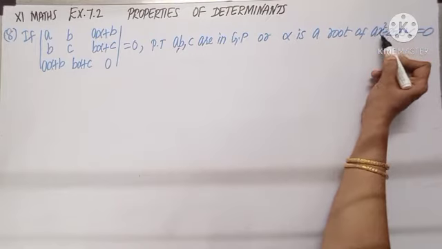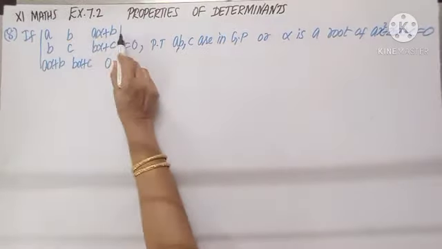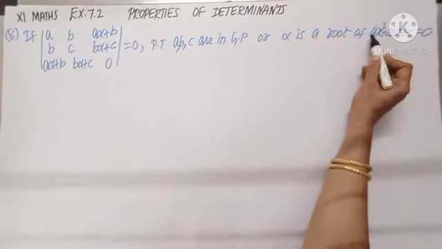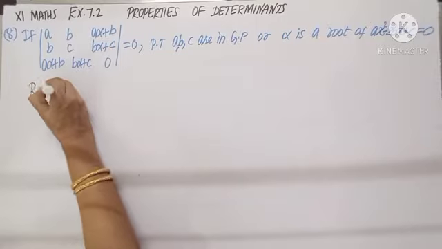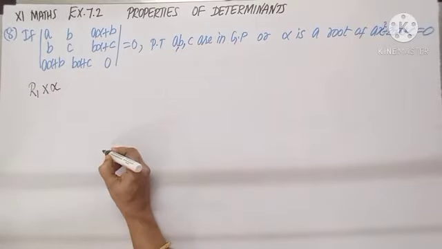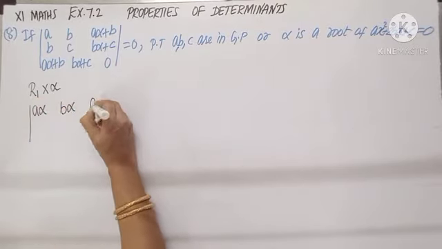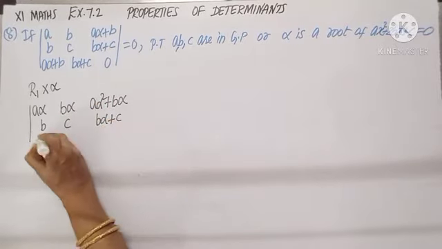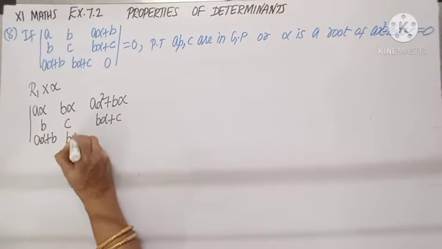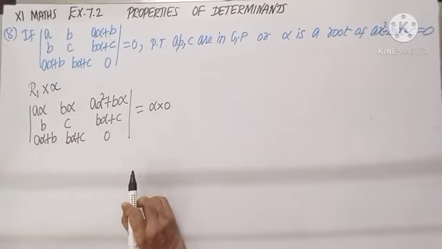aα² + 2bα + c = 0. In the first row, I have aα, but I want aα². So on the LHS, I am writing R1 into alpha. So what happens? aα, bα, aα² + bα. Second and third row just copy as it is. This is equal to alpha into 0, because I am multiplying both the sides by alpha.